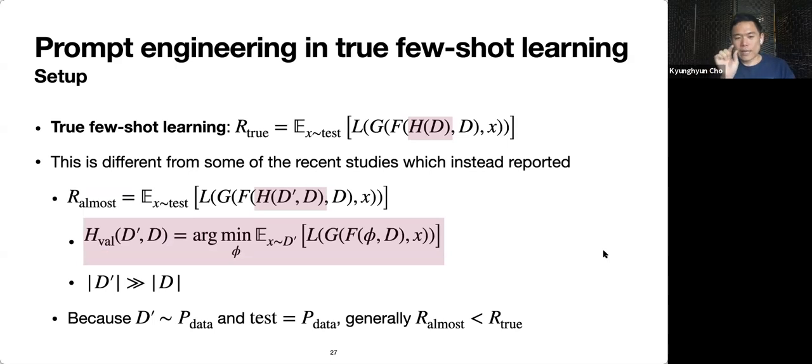This is slightly different from some of the recent studies, which have instead reported the loss or the risk where the hyperparameter selector H uses not only these few examples, but also a very large development or validation set. What that means is that generally the risk or the loss reported by the recent studies was actually underestimating the loss, or overestimating the generalization accuracy, compared to this true few-shot learning setup that we're going to test.